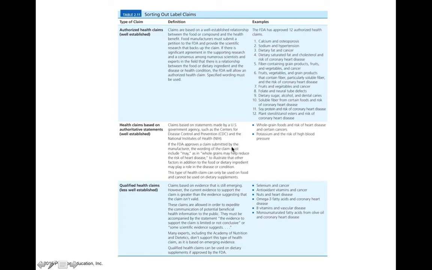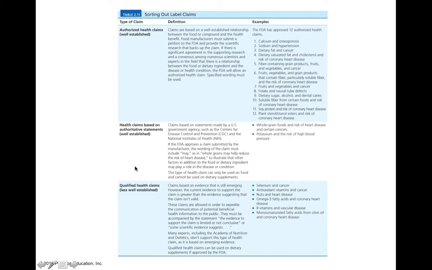Now, there are some claims that can be made on authoritative statements but are not backed by the FDA. These are well-established claims such as whole grain foods and the link to the risk of heart disease and certain cancers. So if you increase your whole grain foods in your diet, it's been demonstrated by many articles that that's going to reduce your risk of heart disease and certain cancers. Same thing with potassium being correlated with the risk of high blood pressure.